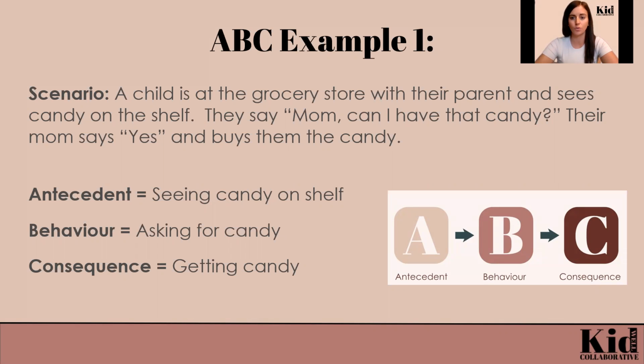A child's at the grocery store with their parent and they see candy on the shelf. They say, "Mom, can I have some candy?" Their mom says yes and buys them candy. So the behavior is of the child asking for candy, saying, "Mom, can I have candy?" That's the behavior. The antecedent is the child seeing the candy on the shelf at the grocery store. And the consequence is getting candy. So the mom says yes and buys them candy. So that's one example of our ABC contingencies.